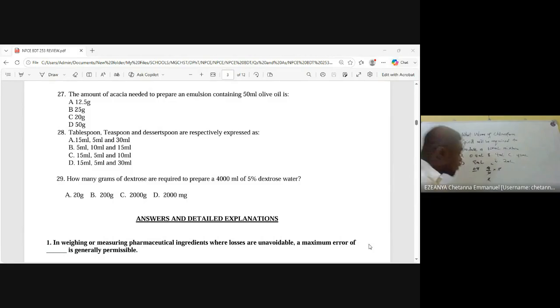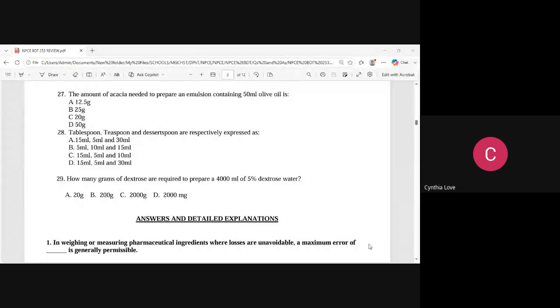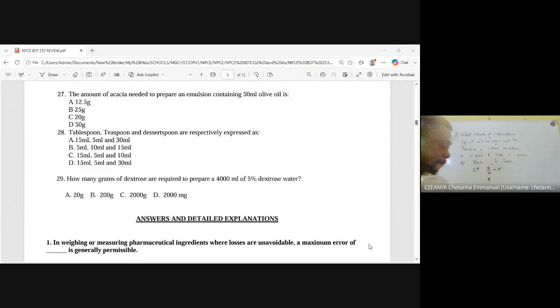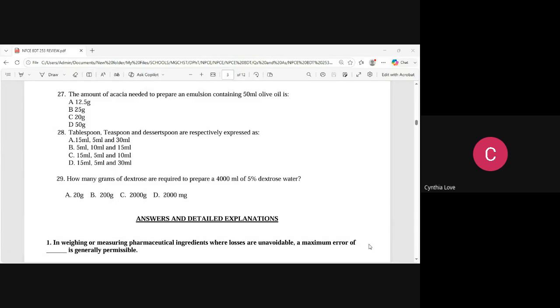All right, so let's go to the next question. The question says, it's simple. What is the solvent of the mixture? This one doesn't involve calculation. What is the solvent of the mixture? From the formula. Water.